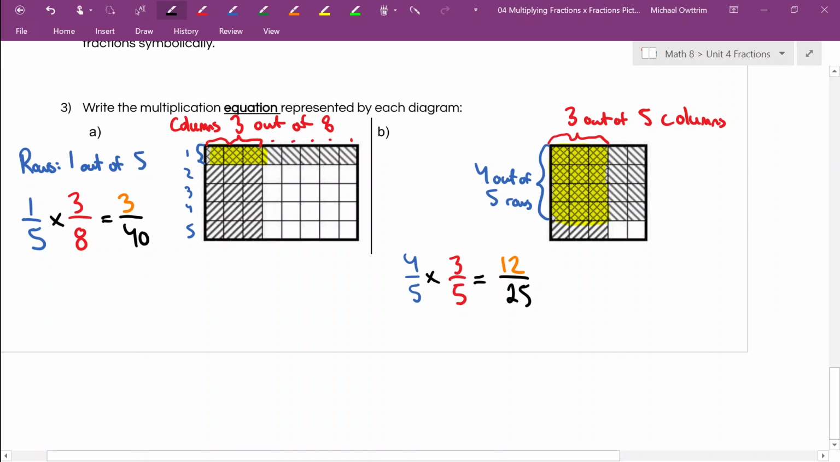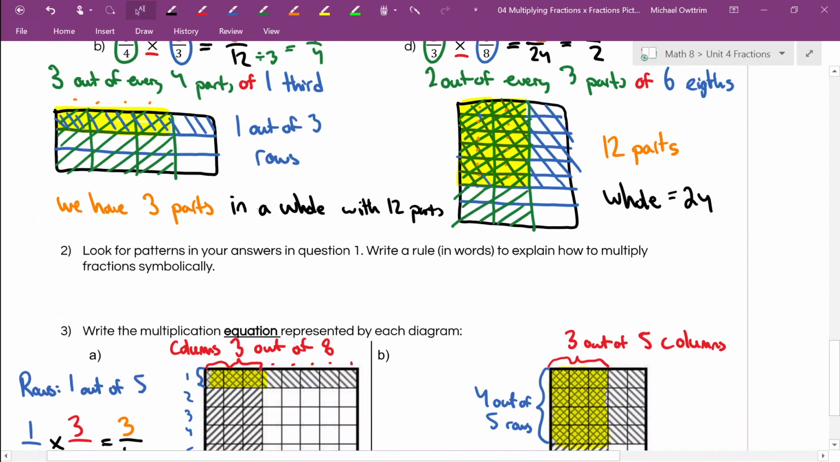I will mention with all of these, it doesn't really matter which fraction you treat as the rows and which fraction you treat as the columns. And it also doesn't matter the order of these numbers. So if you wanted to swap those around, that would be fine. If you wanted to swap these around, that would be fine as well. It doesn't matter which fraction is the rows, which fraction is the columns.